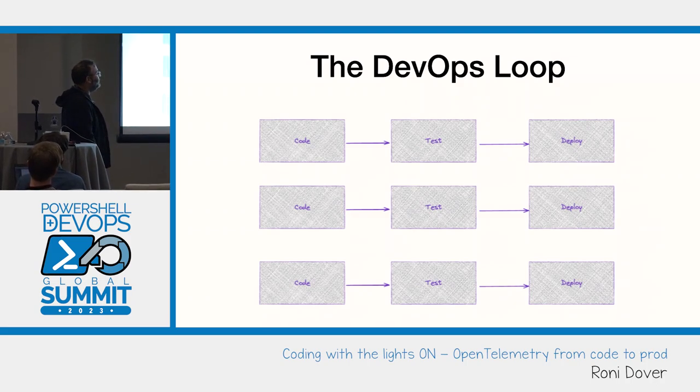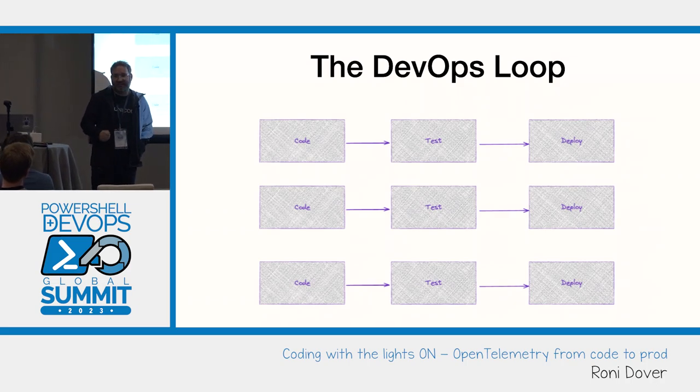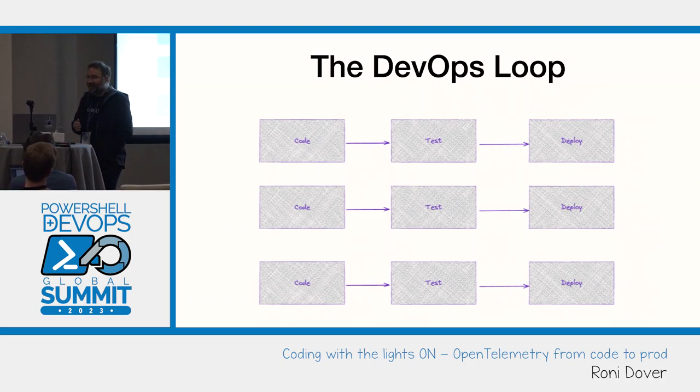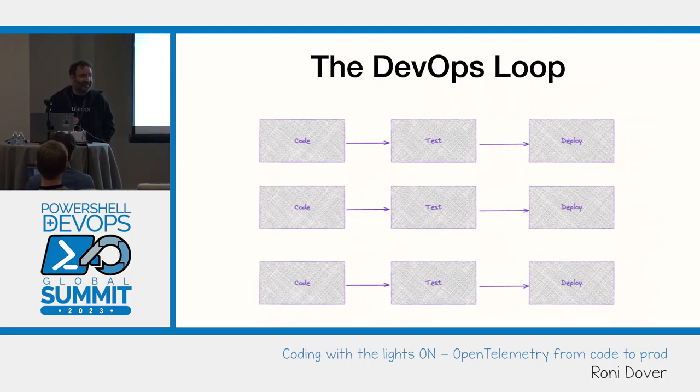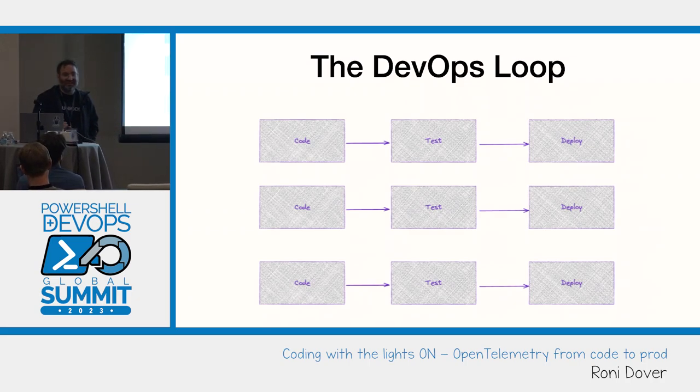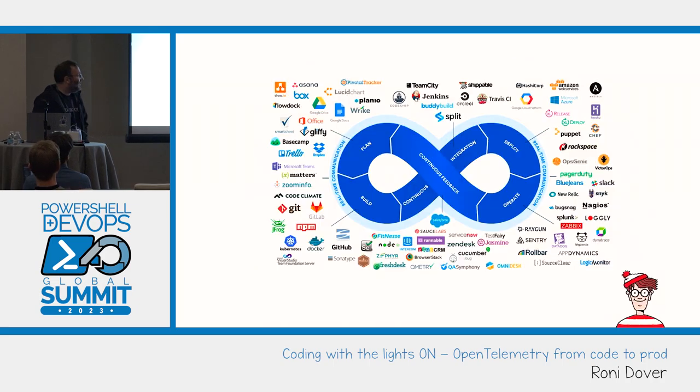Here is maybe a more simplified version of the DevOps loop. Basically, you code, you test, you deploy. Then you code again. Then you test again. Then you deploy. Then you code again. Then you test again. Then you deploy. This is the definition of the DevOps iteration. It's not a definition of a loop. The fact that this is a loop doesn't mean that at the end we start again. A loop implies there is a continuous process.